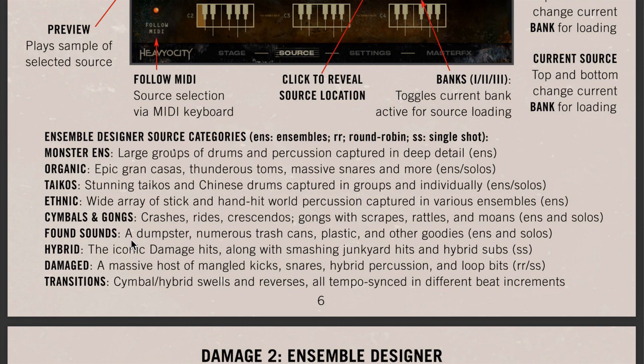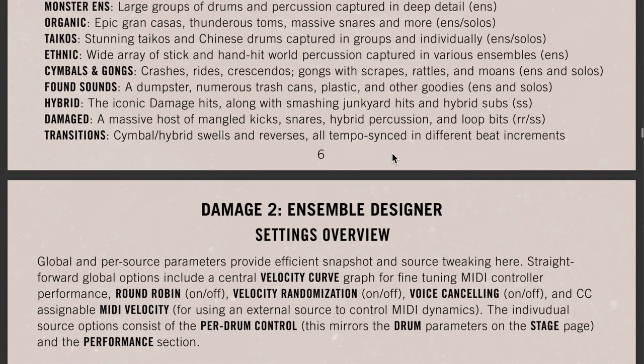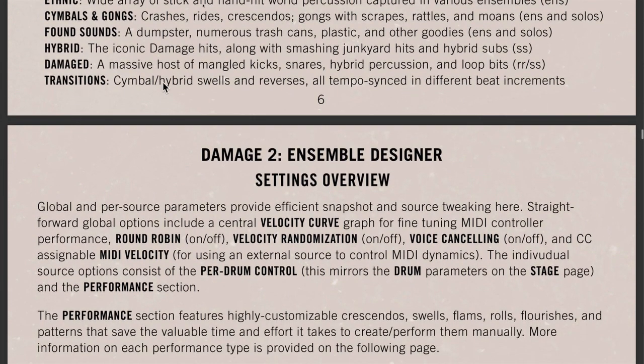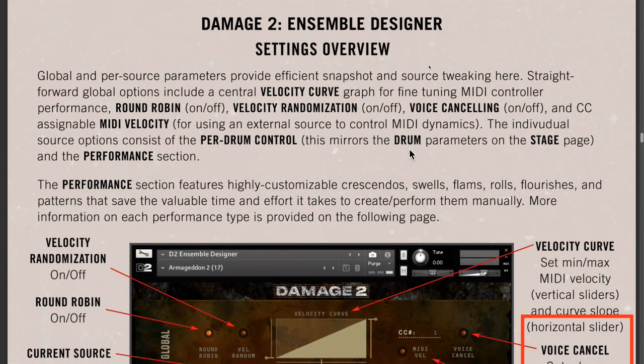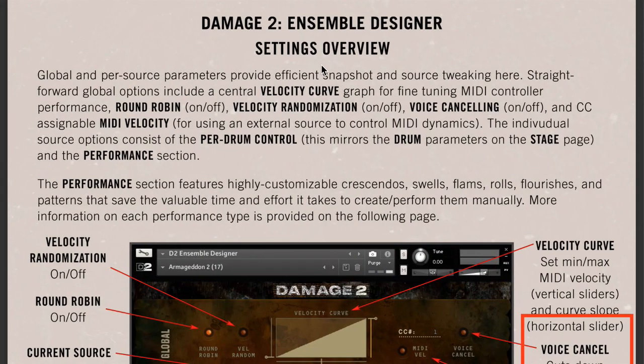Found sound, again, typical of Damage. This is what you would expect of this incredible software instrument: a dumpster, numerous trash cans, plastic, and other goodies, both in the ensemble and solo functionality. You got the hybrid, which is the iconic Damage sound, along with smashing junkyard hits and hybrid subs. Damaged, a massive host of mangled kick snares, hybrid percussion, and loop bits, and then transitions, which we heard. All tempo synced in different beat increments. All right, let's transition into the ensemble designer settings overview.